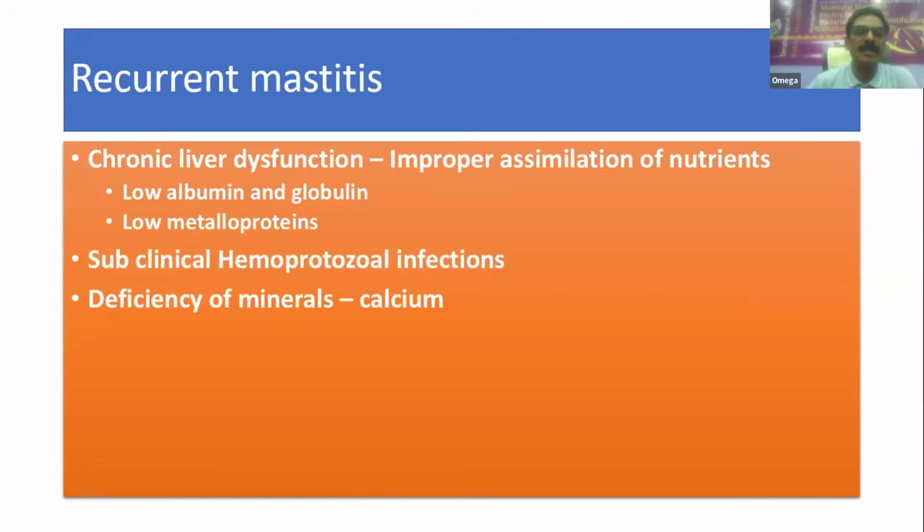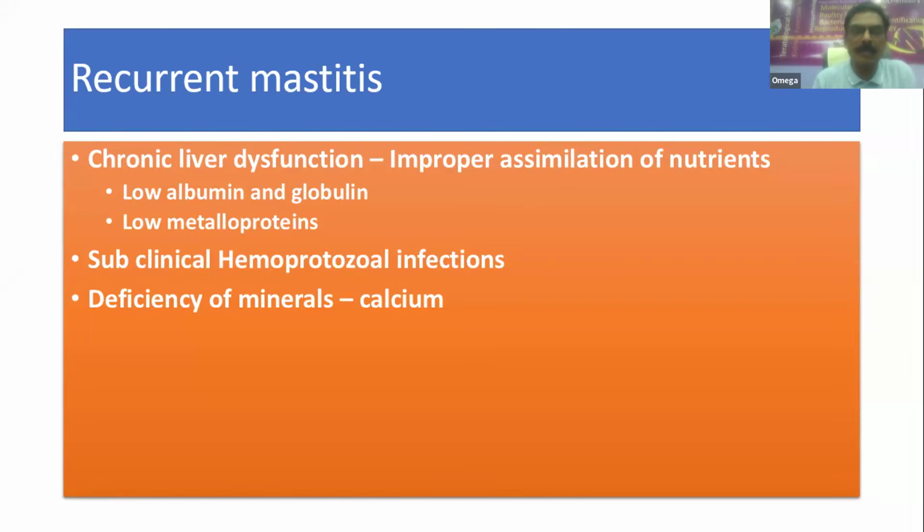Recurrent mastitis. Again, the same thing is applicable over here. Chronic hemoprotozoal diseases, then chronic liver dysfunction, improper assimilation of nutrients, low albumin levels, low globulin levels, and because of that, there are low metalloproteins, which play a very important role in the immunity boosting of the mammary gland. Then subclinical hemoprotozoal infections may lead to recurrent mastitis in sheep and goat, and deficiency of minerals, especially calcium.